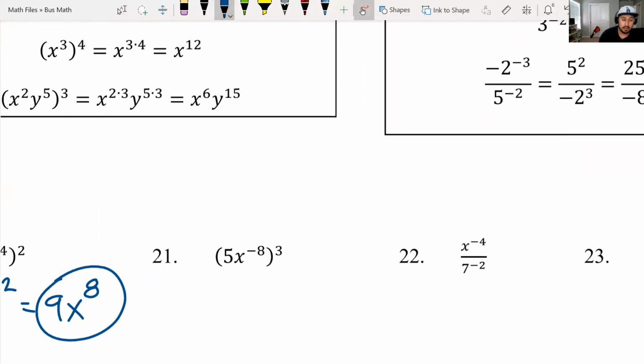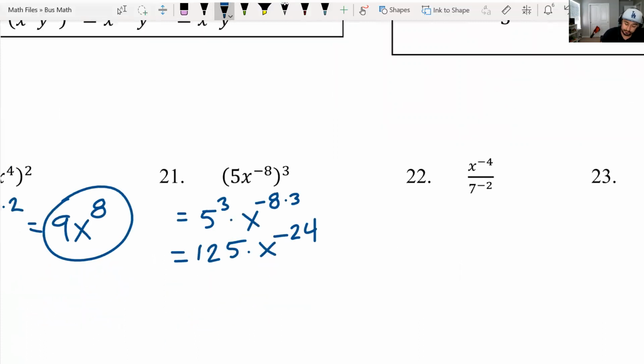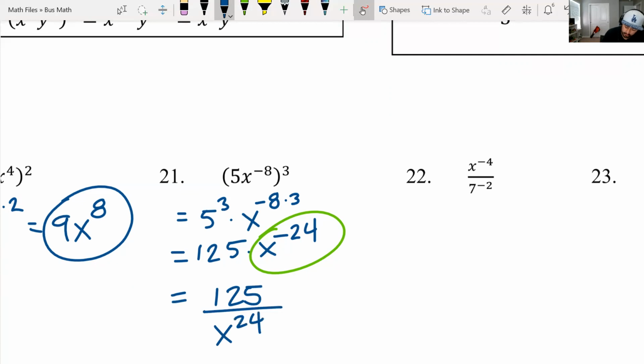21. 5 times x to the negative 8, all raised to the 3rd. Just like the one before it, raise them separately to the 3rd power. 5 to the 3rd times x to the negative 8 times 3. This becomes 5 cubed, which is 125, times x to the negative 24. One more rewrite because we want to use all our rules. X to the negative 24 will flip down. So this becomes 125 over x to the 24th.